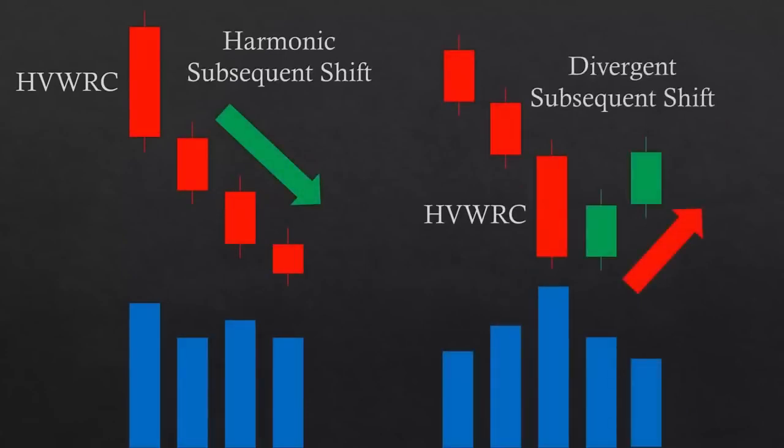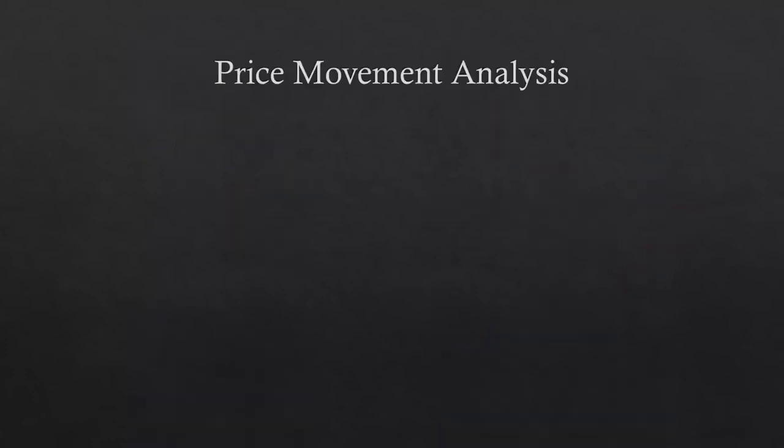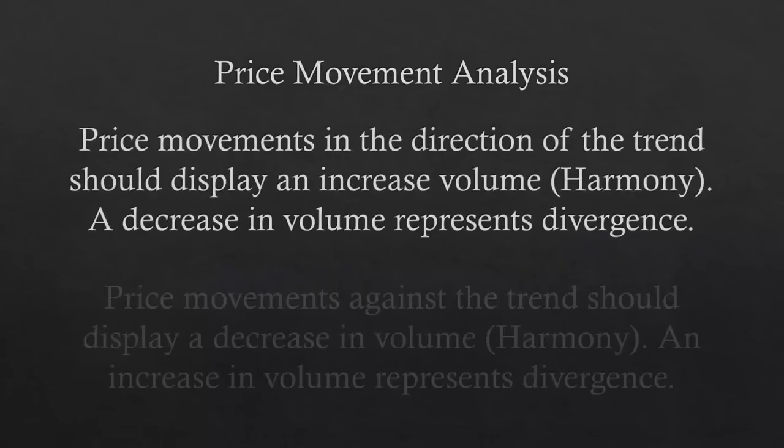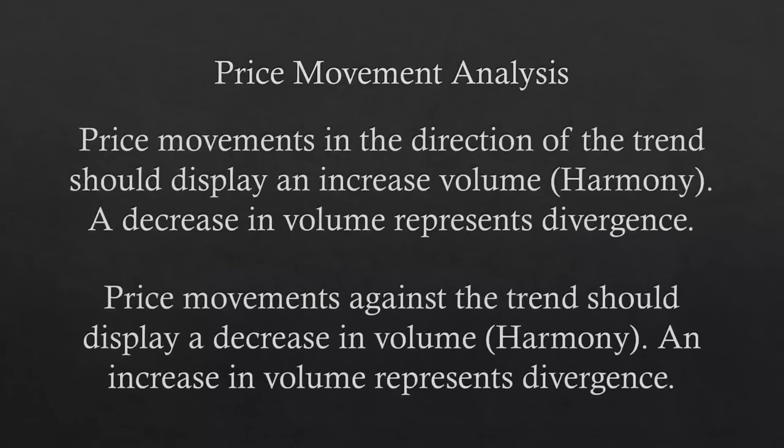The third way of analyzing effort and result is by looking at price movements relative to their function in the trend. A price movement in the direction of the trend should display an increase in volume, while a price movement against the trend should display a decrease in volume. When that happens, there is harmony. When a price movement in the direction of the trend displays a decrease in volume, and the price movement against the trend displays an increase in volume, there is divergence between effort and result.